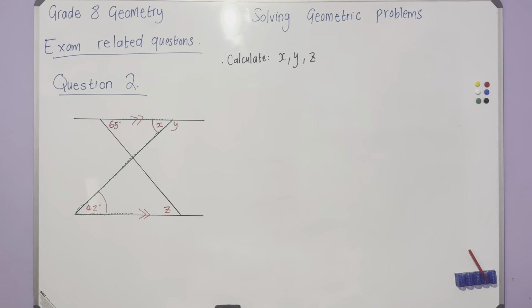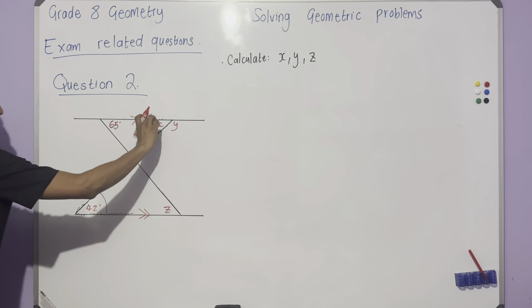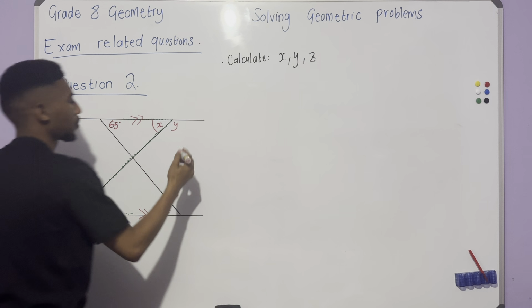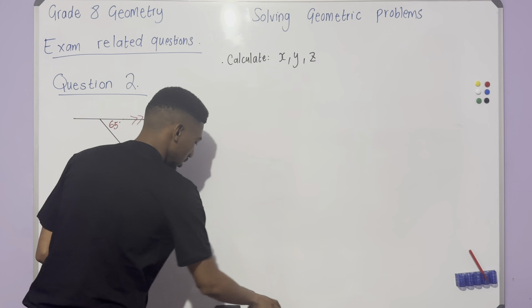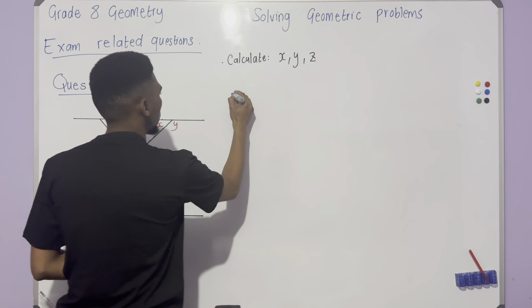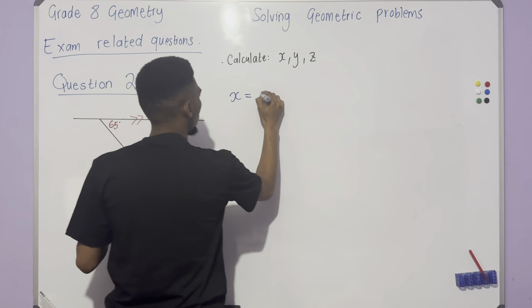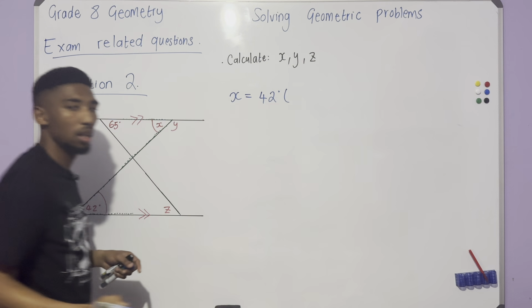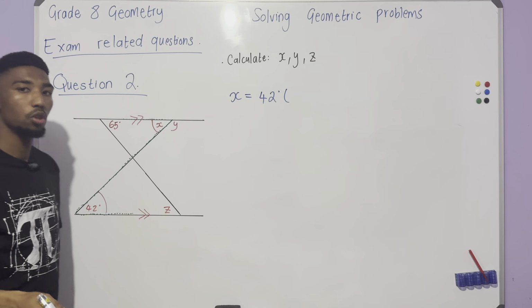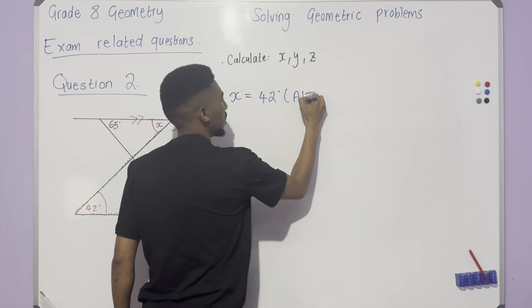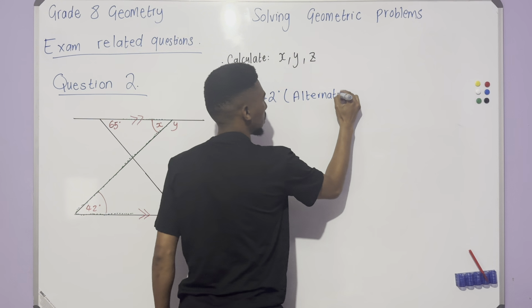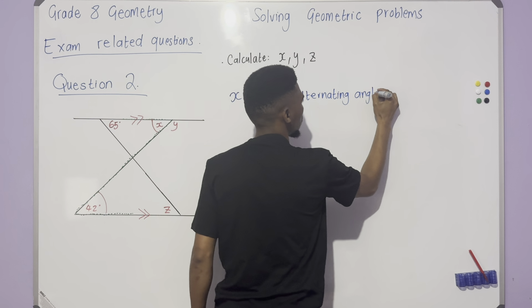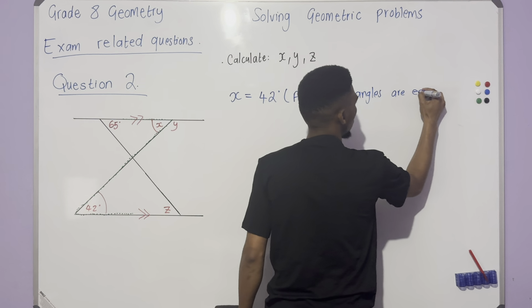Over there, you can see that angle x and that angle 42 form the letter Z there, where the angles are in between the arms. So because of that, you may now say that x is equal to 42 degrees, and for the angles forming the letter Z, the reasoning is alternating angles are equal.